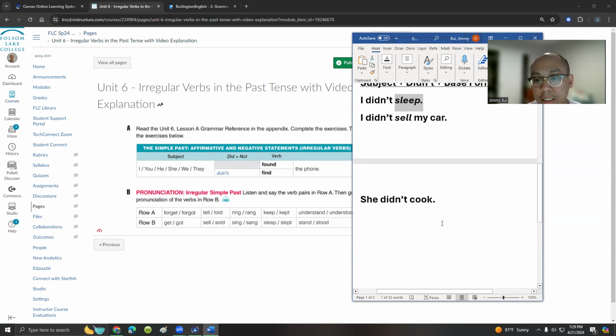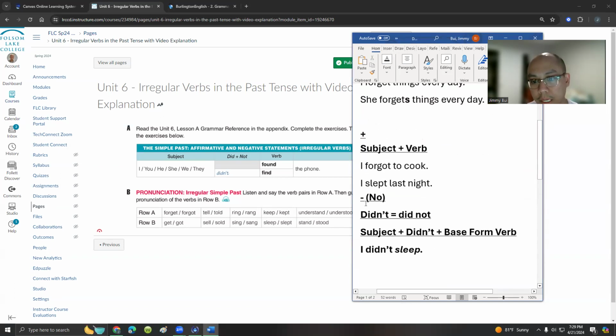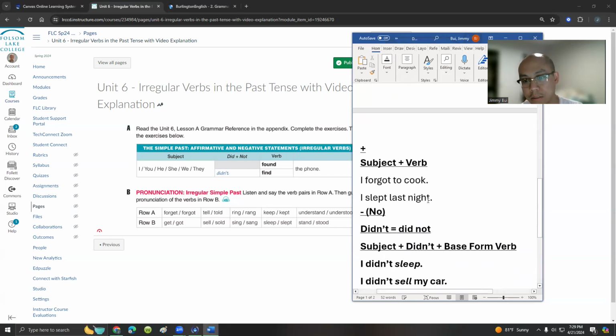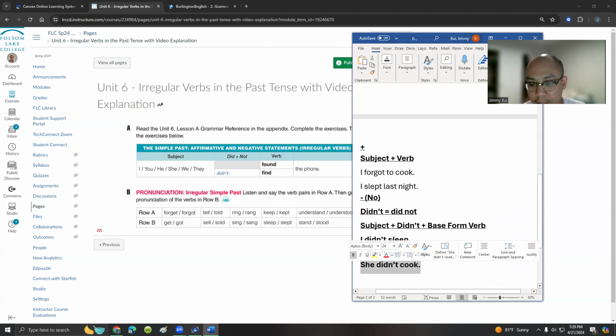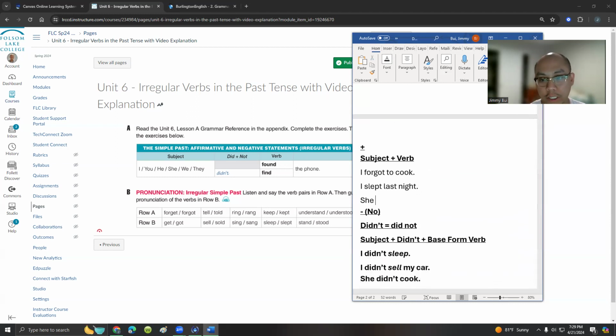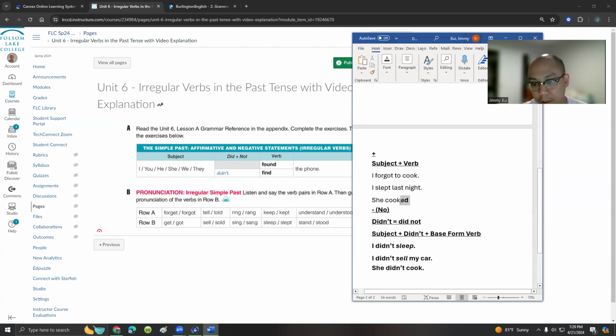And in the same sense, looking at she didn't cook, right? So if you're looking at negative and positive statements, she didn't cook, she cooked. In a positive statement, for a regular verb, we use ed, and that's where we use the irregular form. Similar to here, we've used the base form, sell, sleep, cook. So there's no difference in the negative form. It follows the same format as a regular verb in the past tense.